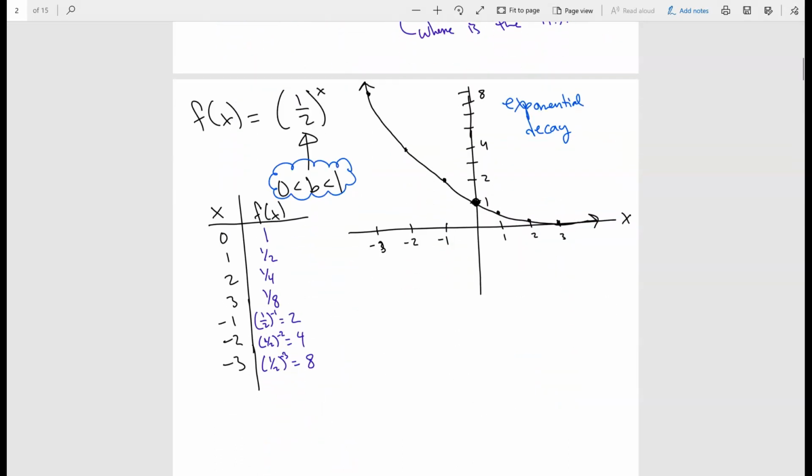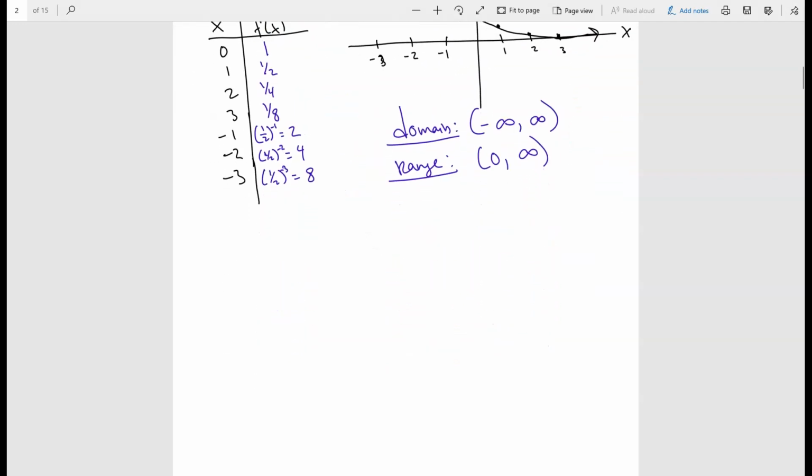Now if we look at exponential decay and think about domain and range here, the domain is also going to be all real numbers, -infinity to +infinity, and the range is going to be from 0, not included, all the way to infinity. Some of the things that you can see here are some key features about exponential functions.